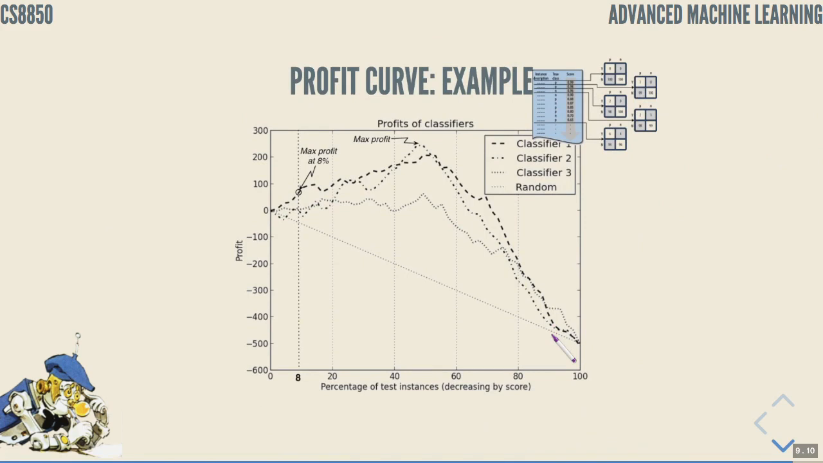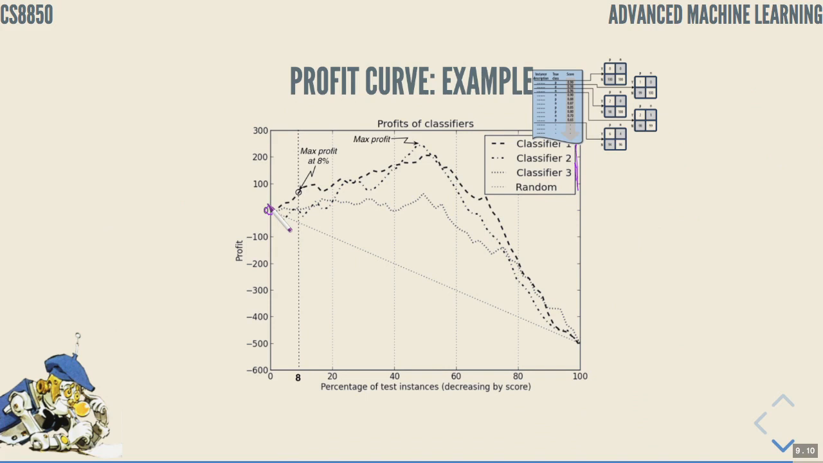We're considering 3 classifiers, 1, 2, 3 here. And we're also considering a random classifier that randomly assigns responder or not responder. Shall we send the package or not? Or it just randomly shuffles the order, basically, in this case. The profit in a random classifier is linear. We notice that they all start at the same point. That's one thing to observe.